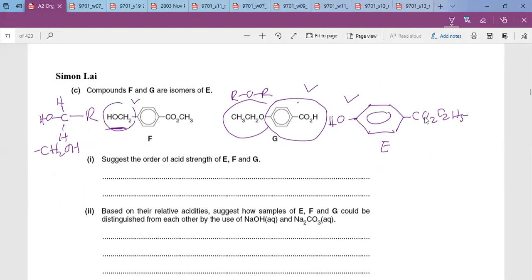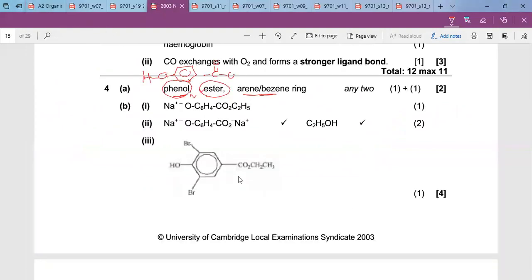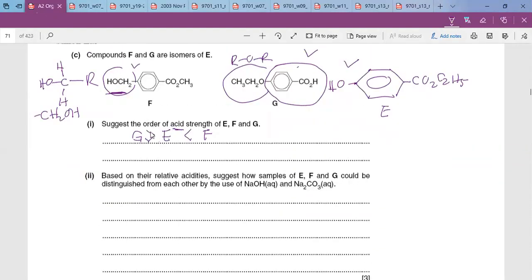They ask you for the order of acid strength. So which is the strongest? Of course, your benzoic acid. So it's G. Stronger than who? Then comes your phenol or your alcohol. Of course, phenol. Then, of course, your alcohol is last, named F. See that? So here you can see the marking scheme. GEF.